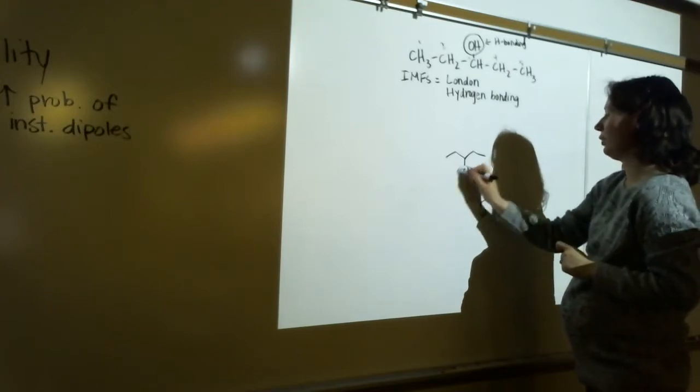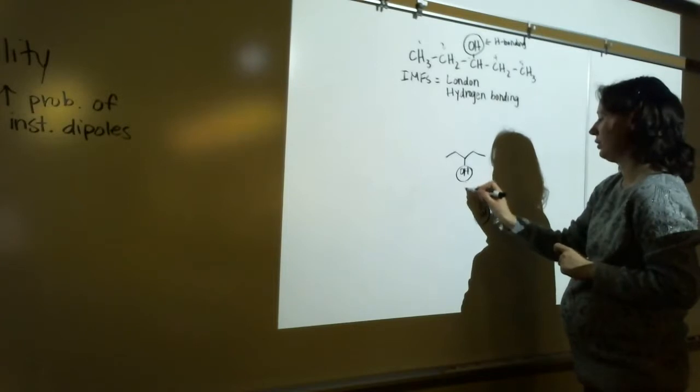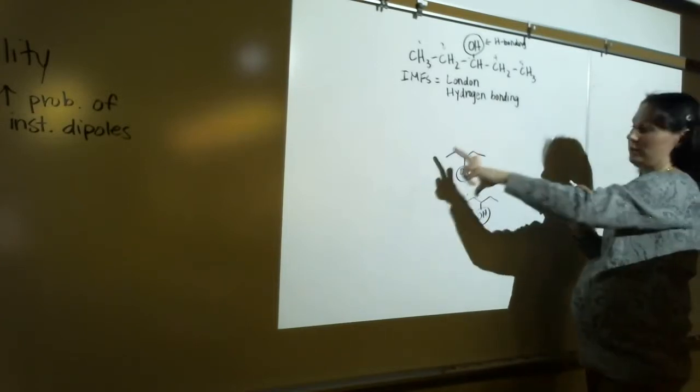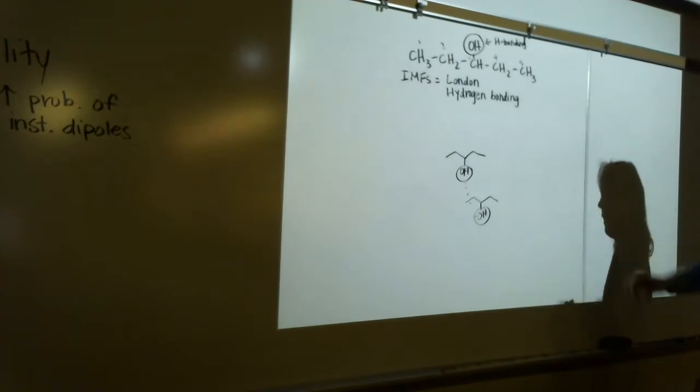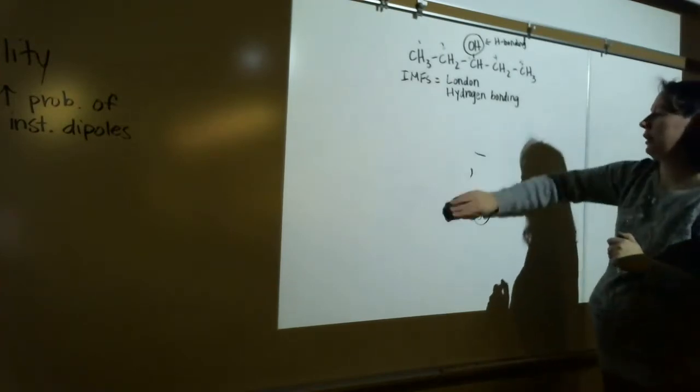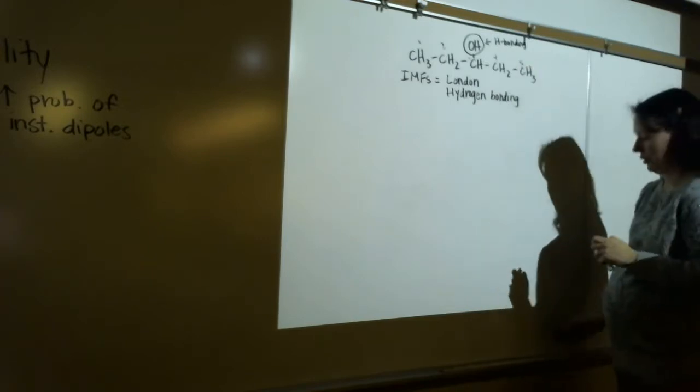All right, the hydrogen bonding would only occur between the two OHs. It would not occur between the rest of the chain. Okay? And they need to be oriented slightly differently for that to work. But anyway, it's just between the OHs.